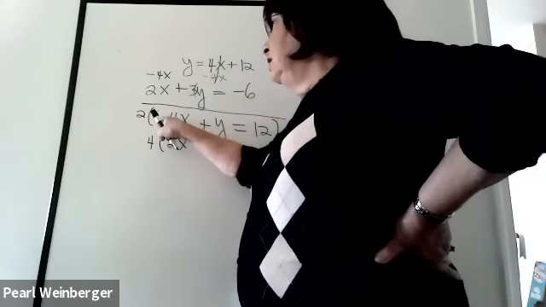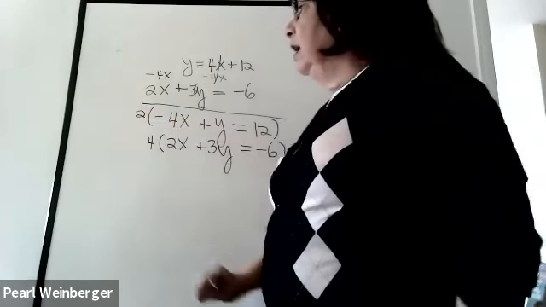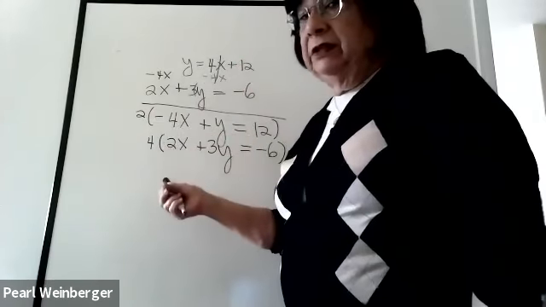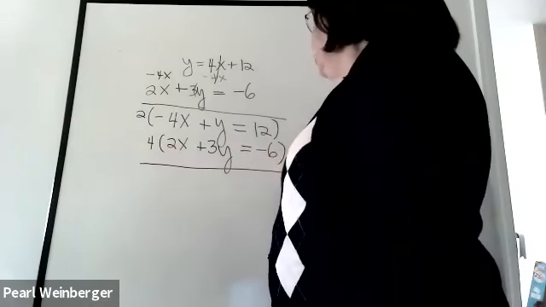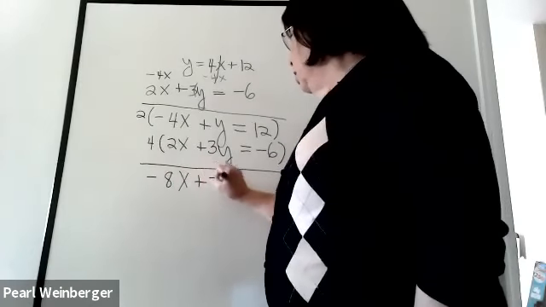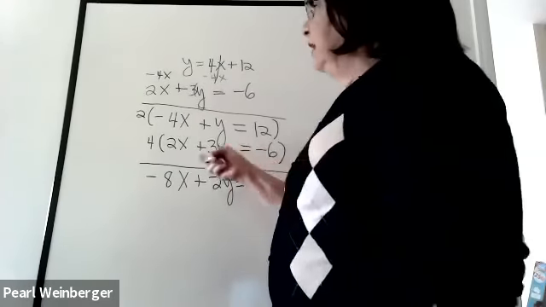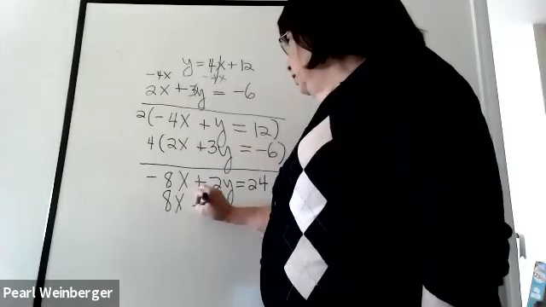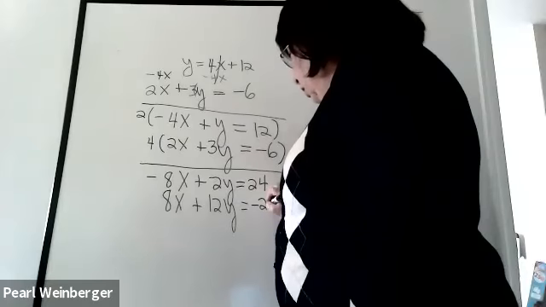And then I see, since this is already negative and this is positive, I do not have to use a negative sign with it because I will end up with the first one being negative and the second one being positive. That's what I want to end up with. So my first equation comes out to be negative 8x plus 2y equals 24. And my second equation comes out to be positive 8x plus 12y equals negative 24.